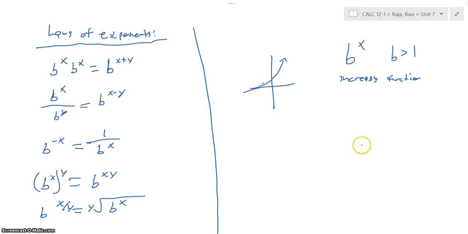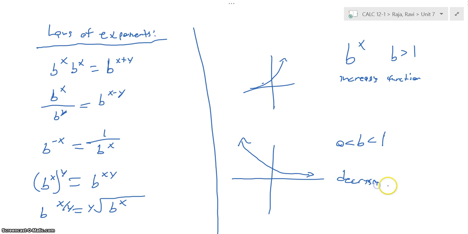And if you were to have a value of b that is less than 1 but at the same time greater than 0, often known as the fraction functions, you will have a decreasing function, which will look like this, if I could draw correctly on this thing. Yeah, that is known as a decreasing function.